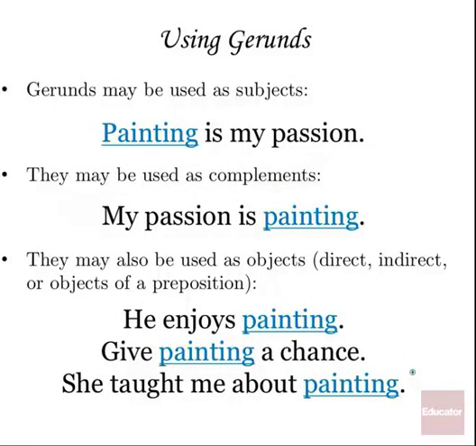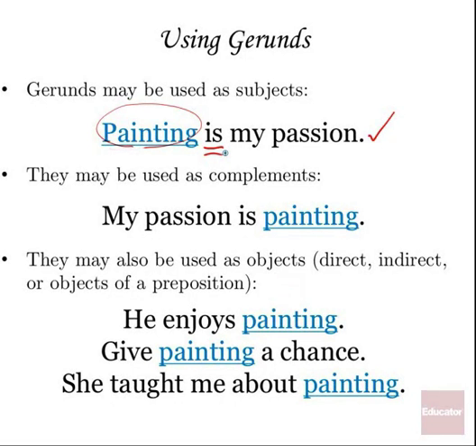All right, how do we use gerunds? First, they may be used as subjects, just like nouns and pronouns. Painting is my passion. The subject of the sentence is painting, and the verb is. You may also use a gerund as a complement, a subject complement. Now remember, a complement is the thing on the other side of the equal sign from the subject when you use a linking verb. A linking verb is any verb you can replace with an equal sign. This is that, this equals that. The that is the subject complement, and in this case you can use a gerund for it.